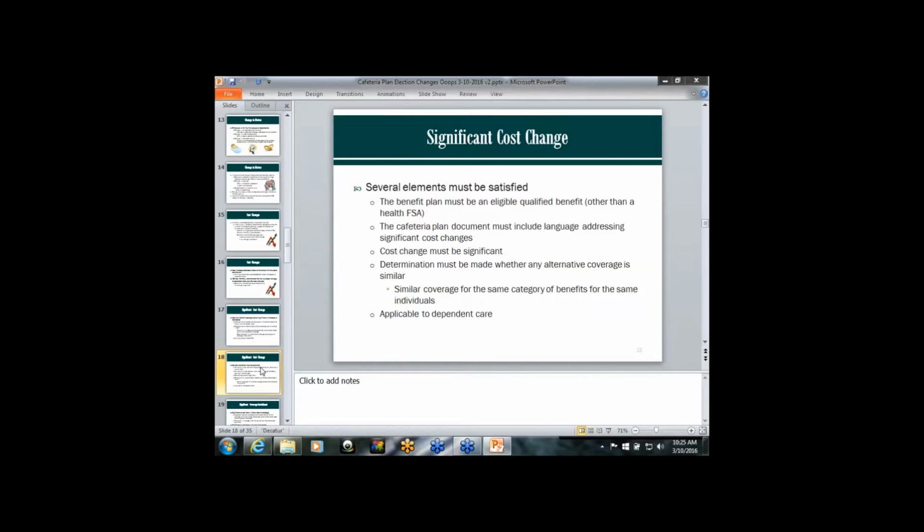We do know that significant cost changes would be a reason for an employee to make a change under dependent care. The example might be: I've been taking my child to this daycare center, and I walked in today and they told me that the price is going up $600 a month. If you look at that subjectively, that's probably pretty significant, and a change would be permitted.